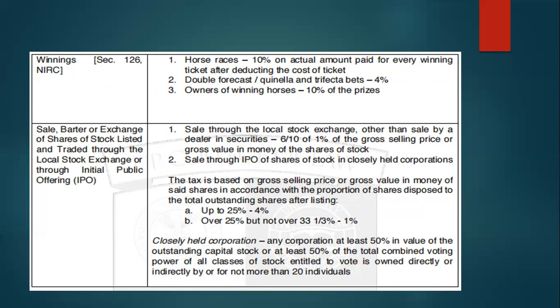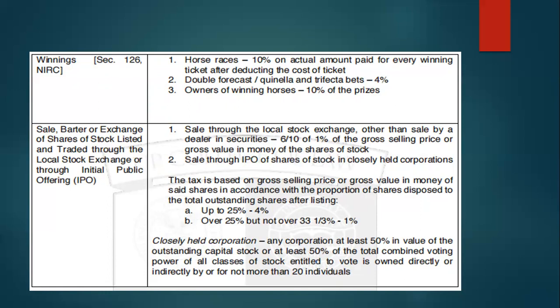How about sale, barter, exchange of shares of stock listed and traded through the stock exchange or through initial public offering? So sale through the local stock exchange other than sale by a dealer in securities. So 6/10 of 1% of the gross selling price or gross value in money of the shares of stock. Okay? So that's the percentage tax if you sell shares of stock through the PSE. Okay, sale through IPO of shares of stock in closely held corporation. That's the same percentage, 6/10 of 1%.